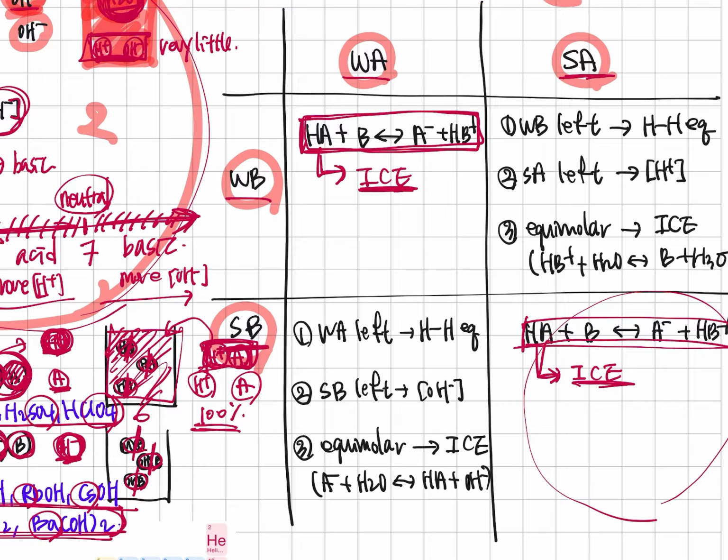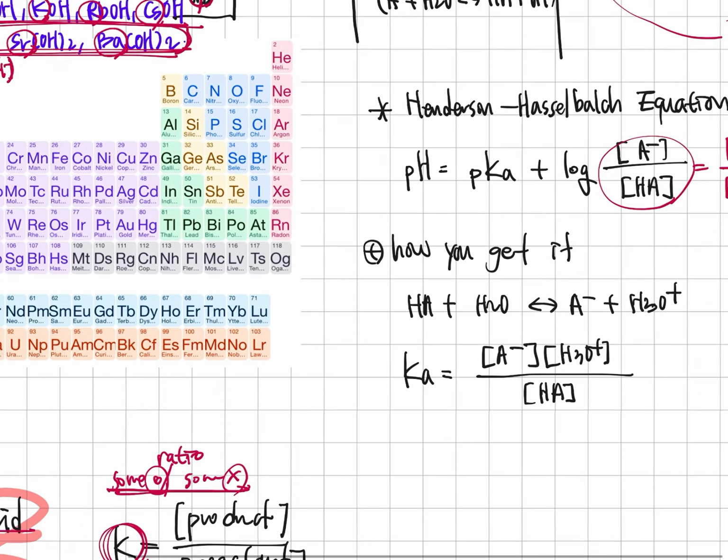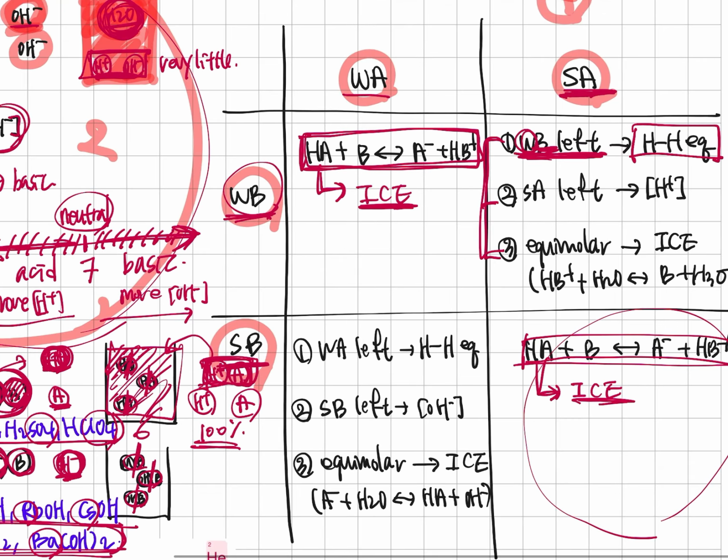Where it gets a little more complicated is when a weak base and a strong acid react, because there are 3 results for what could happen. Firstly, if the weak base is the one that's left, which means the strong acid was the limiting reactant, a buffer solution is formed. Whenever a weak something is left, a buffer solution is formed. And when a buffer solution is formed, you use the Henderson-Hasselbalch equation, which I'm going to explain in just a moment.